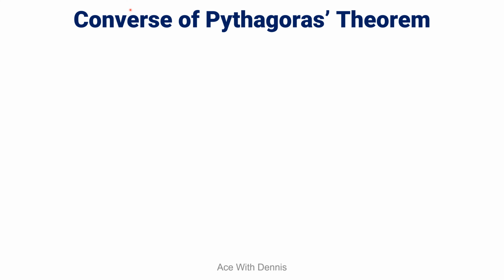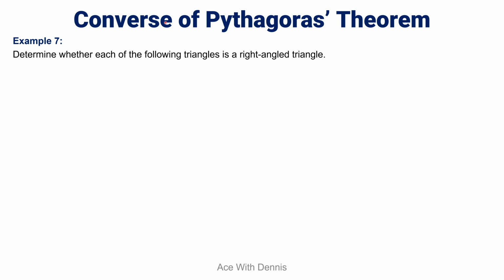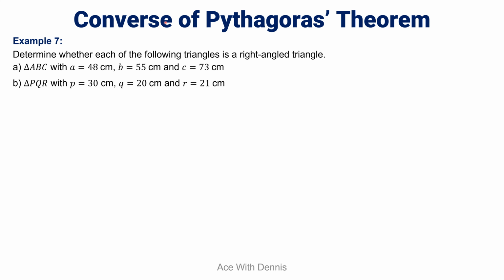We can use the converse of Pythagoras theorem to prove if a triangle is a right angle triangle. So let's see example 7. Determine whether each of the following triangles is a right angle triangle. A. Triangle ABC with a equals 48 centimeters, b equals 55 centimeters, and c equals 73 centimeters. B. Triangle PQR with p equals 30 centimeters, q equals 20 centimeters, and r equals 21 centimeters. So here is the solution.